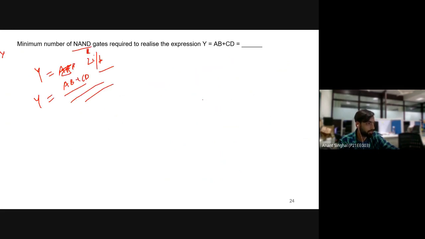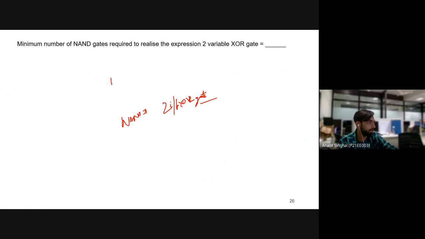So yeah, these are the questions. And again, repeat: using NAND, you need to realize AB plus CD, two input. Using NOR, you need to realize A plus B into C plus D. And using NAND, you again need to realize two input XOR gates. So come up with a number before the session starts. I'll cover these questions and then I'll proceed to further questions. Is it fine?